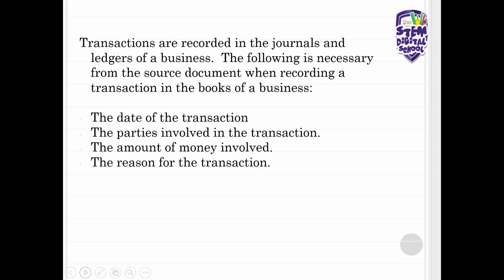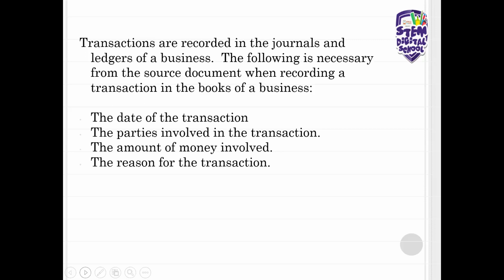So accounting starts with a transaction, okay? Then that transaction must be written into a source document. And then from the source document, they will record it into a journal or a book of accounting, okay? And that is what they say there at the top. Transactions are recorded in the journals or the ledgers of a business. So it's like a book of entry that you're going to have in a business.